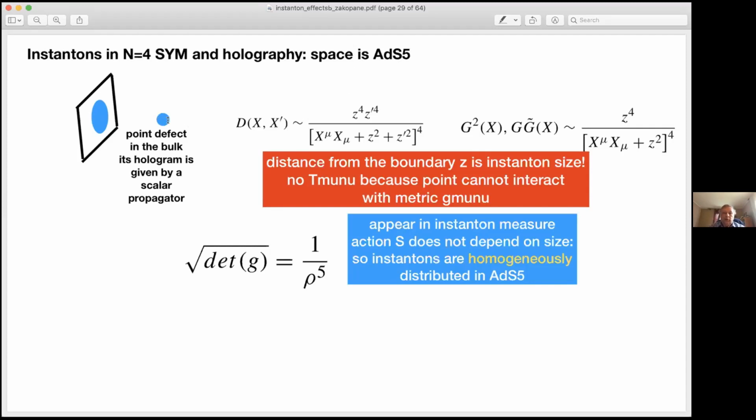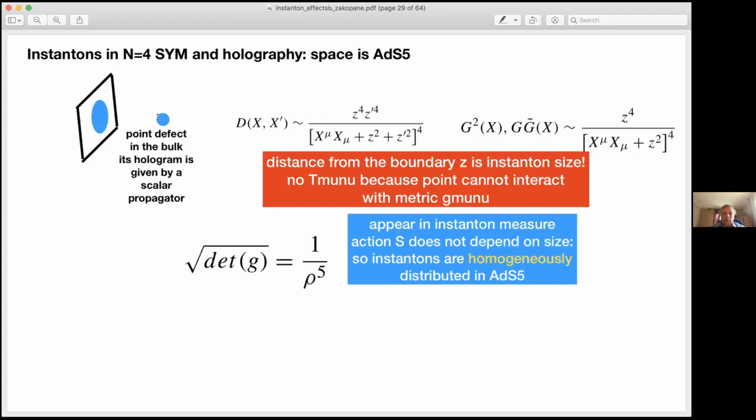So if we have a point defect, like a little speck of dust here, its hologram is just given by a propagator of the scalar fields of the theory, which are dilatons and axions. And they generate some spherically symmetric distribution, of course. And by the rules of this holography, this is the operator G squared, and the operator G G-dual has this particular shape. X is a coordinate here, so it is spherically symmetric. This is the 4-dimensional X squared. And here is Z. So if you compare it with the formulas for instantons, Z is the size of the instanton. So now we understand that this distance in the fifth coordinate is the radius of the instanton.